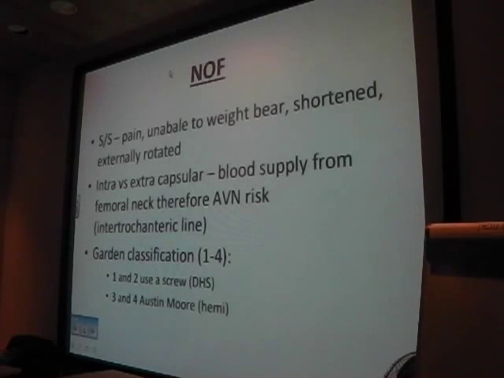Neck of femurs, so they're going to have pain, unable to weight bear, shortened and externally rotated. That's the key thing that you'll get in the presentation, especially in the written synopsis. You need to know if it's intra or extracapsular, because the blood supply goes through the femoral neck. Therefore, if it's one side of the femoral neck, then the head is at risk of AVN. Okay? You need to know the Garden classification. If it's 1 and 2, you use a screw. If it's 3 and 4, it's Austin Moore. So the way to think about it here is if it's one side of the neck, then obviously you're at risk of AVN, so you have to get rid of the head, and that's when you give them the hemi.